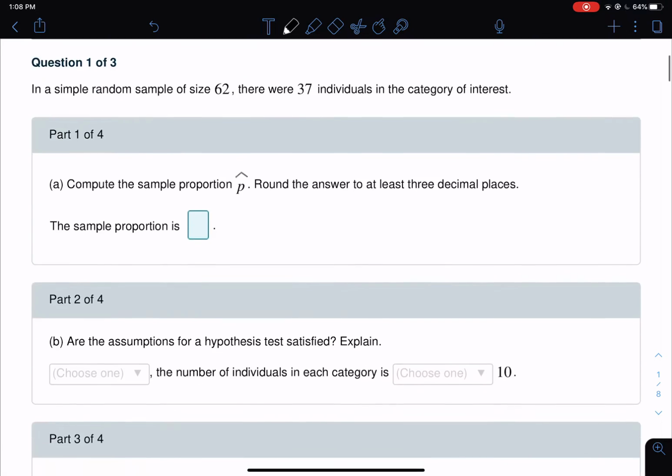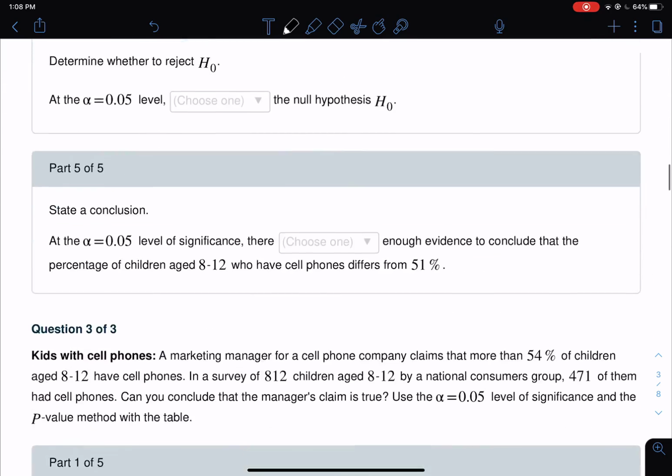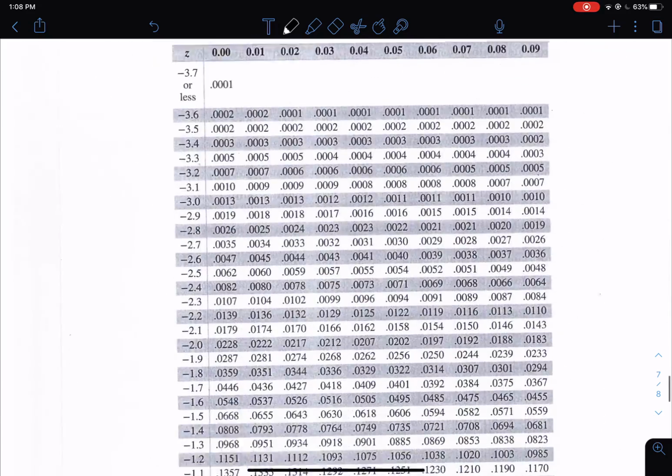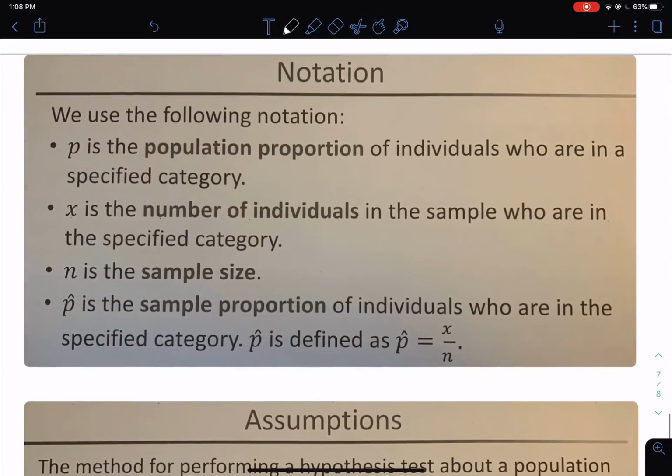So I took some notes on notation, so I wanted you to see that at the bottom of this. Notation. Okay, so we use the following notation. Little p represents the population proportion of individuals who are in a specified category.